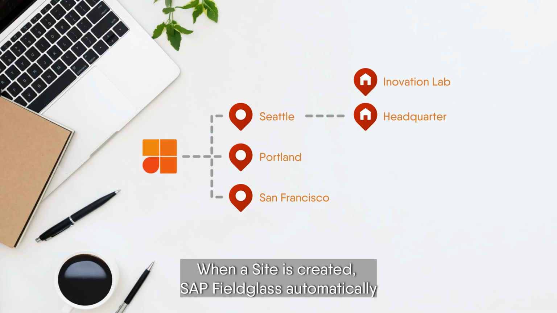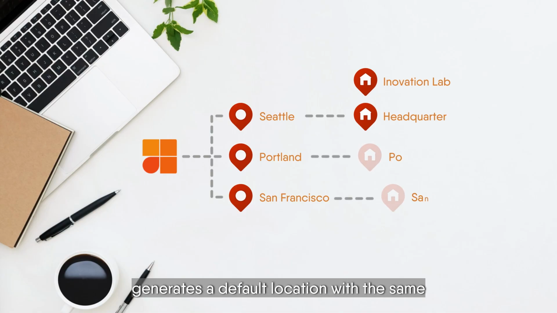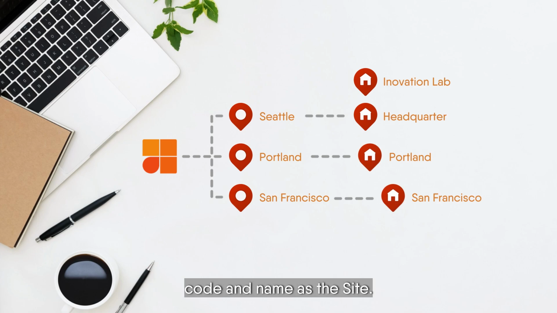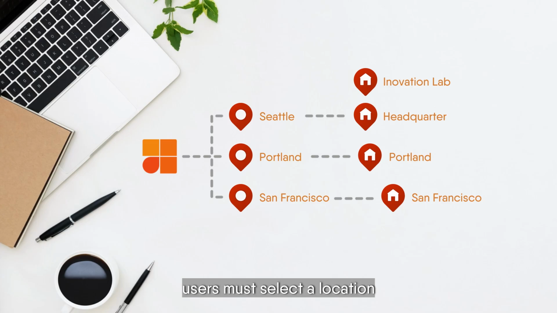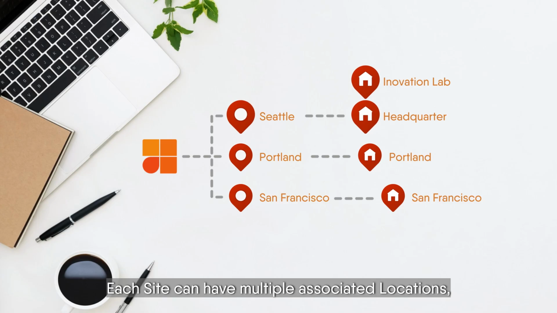When a site is created, SAP Fieldglass automatically generates a default location with the same code and name as the site. However, if additional locations are added to a site, users must select a location after choosing a site on a document, such as a job posting. Each site can have multiple associated locations, but each location can only be linked to one site.